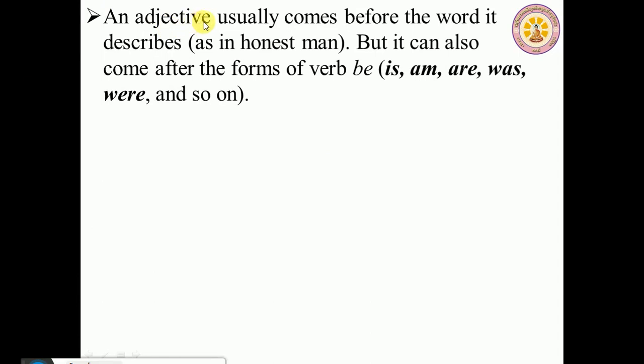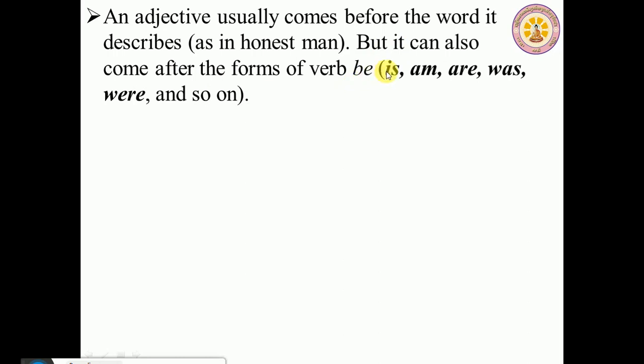An adjective usually comes before the word it describes. As you know, an adjective stands before a noun, as in "an honest man." So honest is the adjective, man is the noun. So an adjective stands before a noun, but it can also come after some form of the verb be.